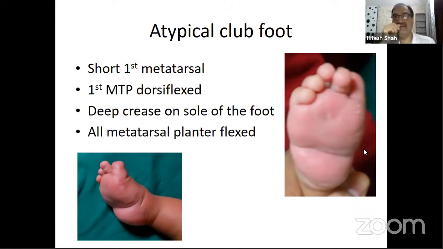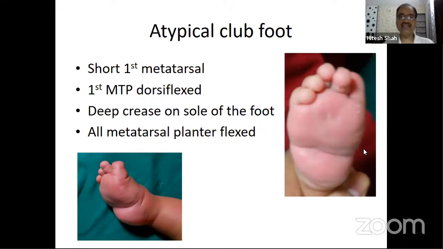In typical clubfoot, only the first ray would be plantar flexed. In the atypical clubfoot, the entire forefoot is plantar flexed, and there would be a deep crease. The first metatarsal would be short, and the MTP is dorsiflexed. Those are the most difficult ones to correct. Those will require a little more plaster compared to typical clubfoot.